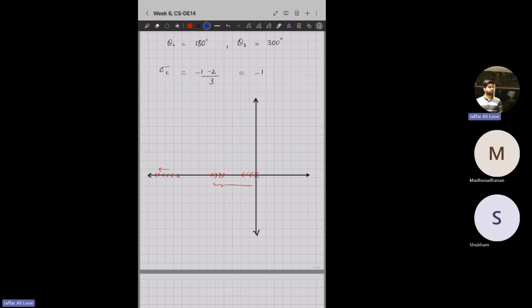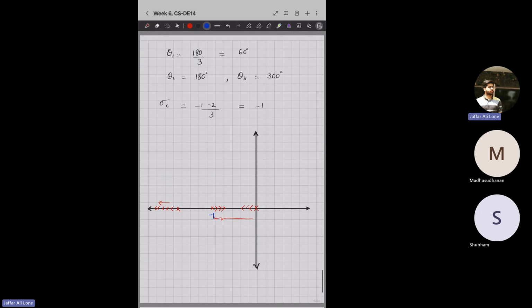First, let's draw asymptotes, right? I told you the intersection of asymptotes is given by the centroid. So centroid is -1. Coincidentally, we have a pole at -1 as well. So at this -1, the asymptotes are given by 60 degree. So 60 degree is something like this.